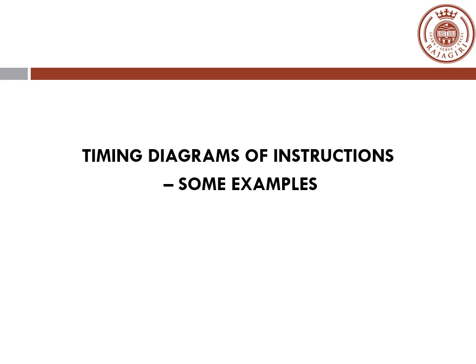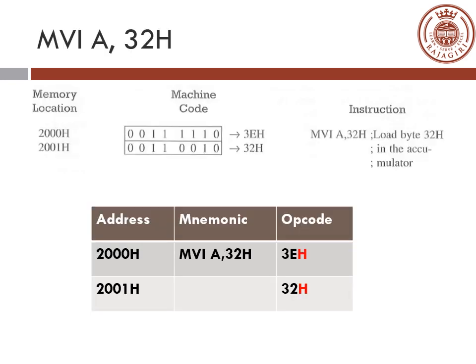So what you have seen till now was the timing diagram of the machine cycle. Now you are going to see the timing diagram of an instruction. So let's start with an example. As we know, an instruction cycle is made using a number of machine cycles. The meaning of this particular example, MVI A, 32H, is that you are going to load the accumulator, the A register, with the value 32H.